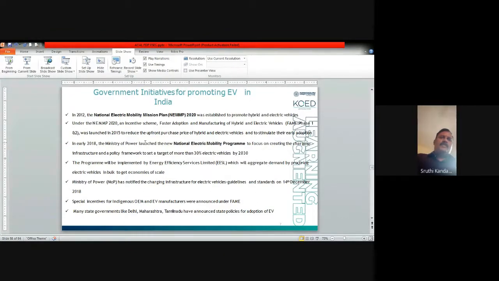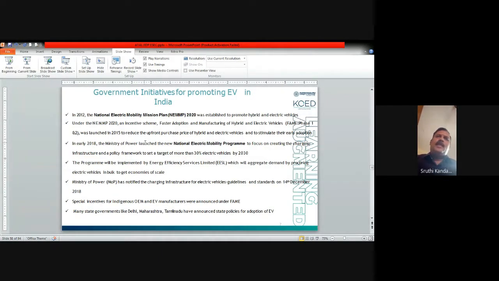The Ministry of Power notified the charging infrastructure for electric vehicles guidelines and standards on 14th December 2018. Special incentives for indigenous OEMs and EV manufacturers were announced under FAME. Many state governments like Delhi, Maharashtra, and Tamil Nadu have announced state policies to adopt EVs.